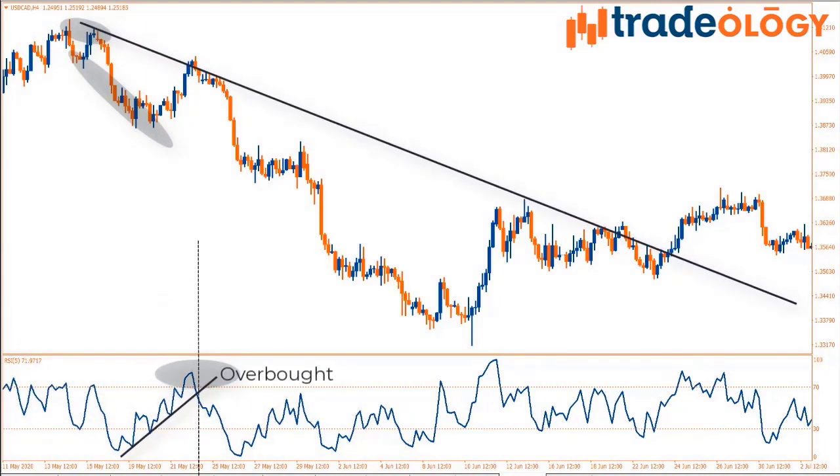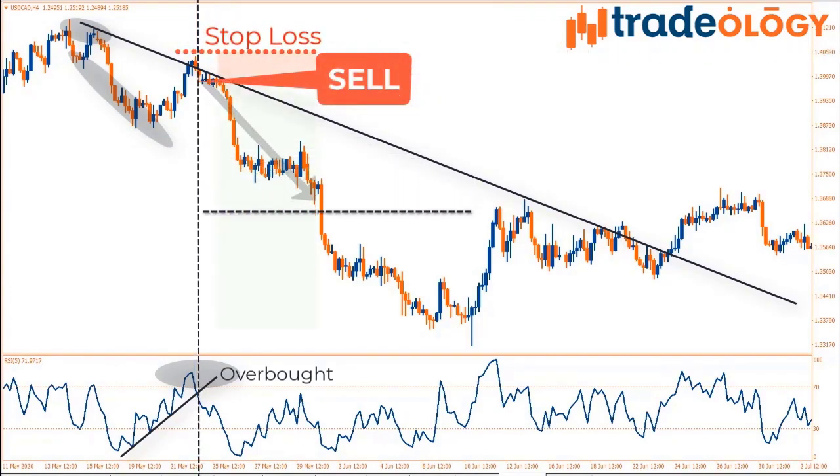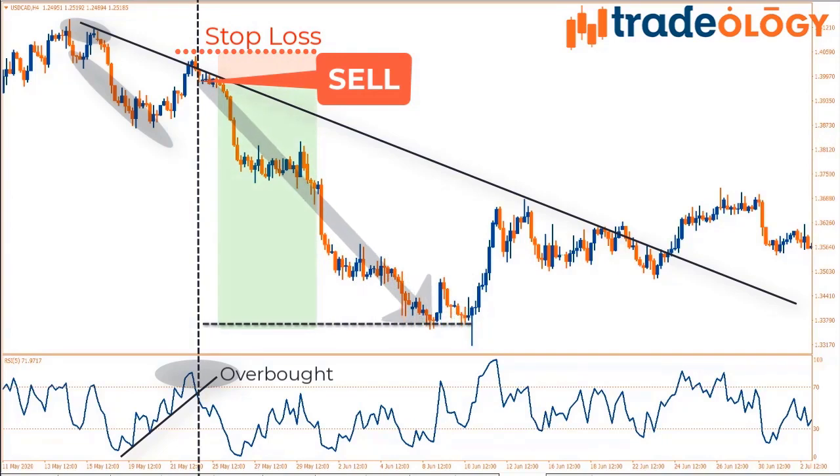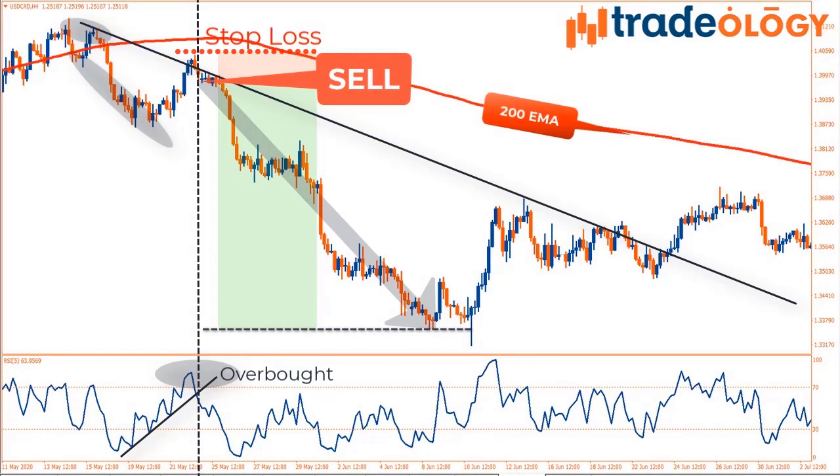When it comes to setting a stop-loss level, a common approach is to use the candle where the RSI broke its trend line. If you prefer a clearer view of the trend, you can add a long-term moving average to the chart and take trades in the direction that the moving average indicates. This can help you better visualize the trend.